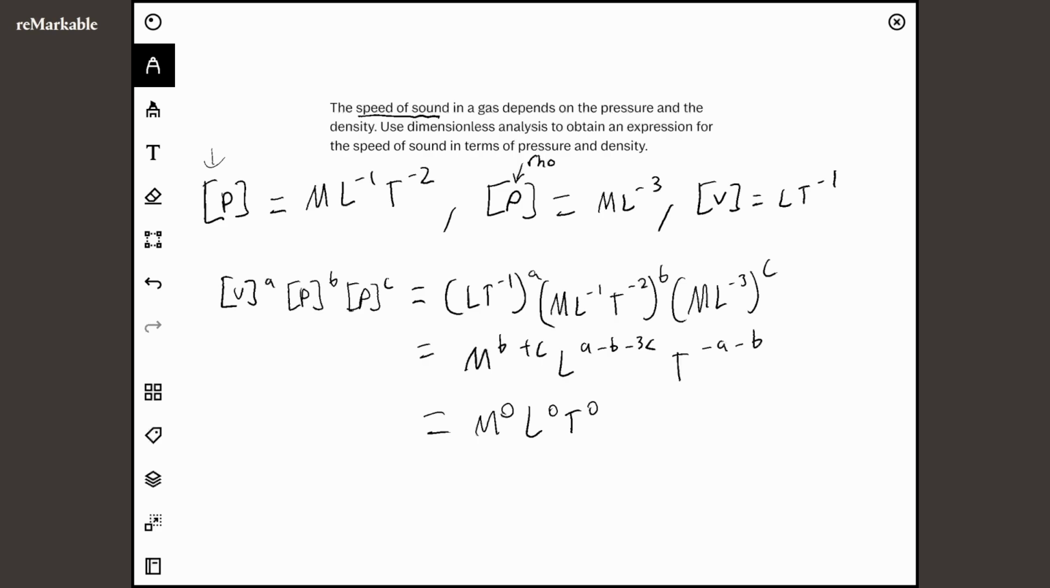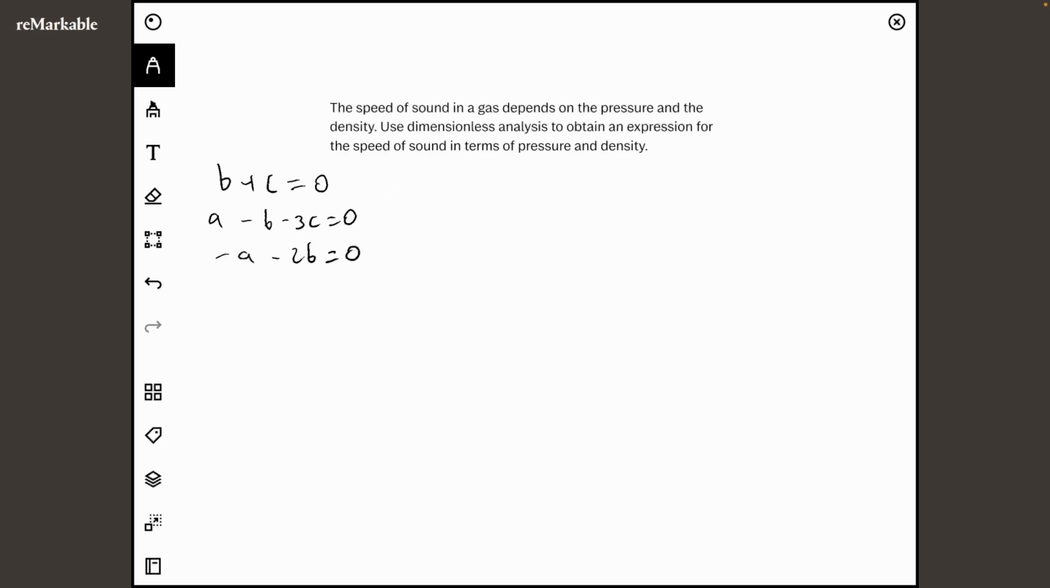So when we do this, we get the simultaneous equations b plus c equals 0 from the M, a minus b minus 3c is equal to 0 from the L, and -a minus 2b is equal to 0 from the T. Now, your first instinct might be to solve these simultaneous equations. You have 3 unknowns, 3 equations, but I'll show you what happens if we try to do that.